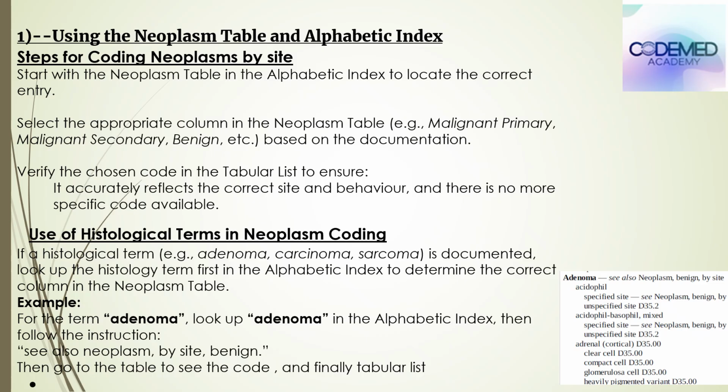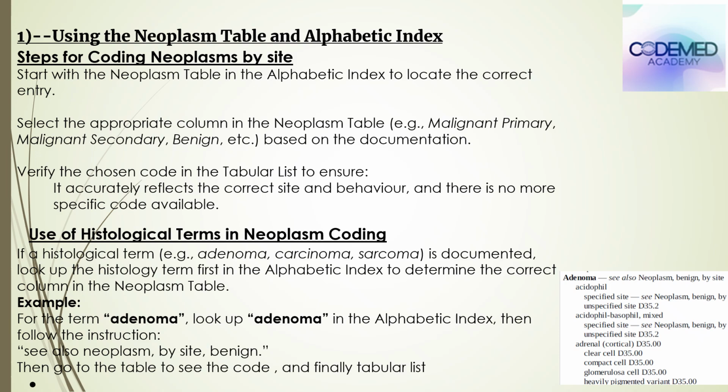If the neoplasm by site is given, start with the neoplasm table in the alphabetical index to locate the correct entry. Then select the appropriate column in the neoplasm table, whether it is primary, secondary or benign, based on the documentation. Third, verify the chosen code in the tabular list to ensure it accurately reflects the correct site and behavior, and that there is no more specific code available.